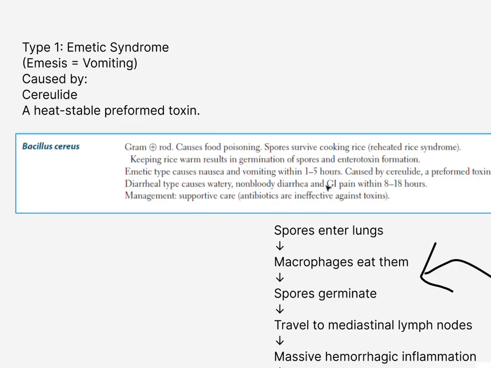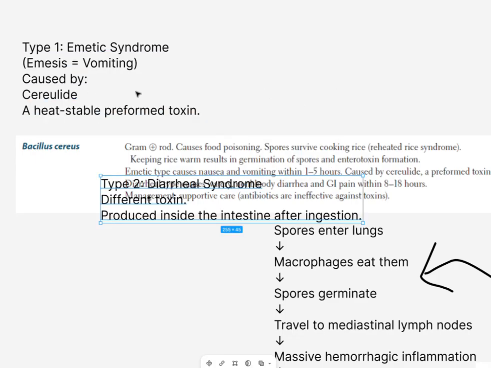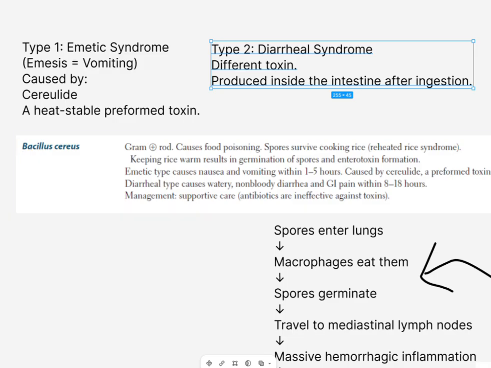The onset is 1 to 5 hours, and this is very easily tested. And the symptoms are basically nausea, vomiting, minimal diarrhea. I ate rice and started vomiting a few hours later. The second thing is the diarrheal type. Now, the diarrheal type is a different toxin because it is produced inside the intestine after ingestion, right? So you don't get it very quickly. The other one you get within 1 to 5 hours of ingestion.